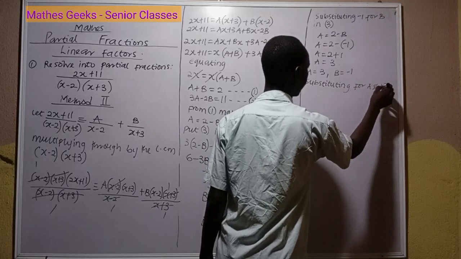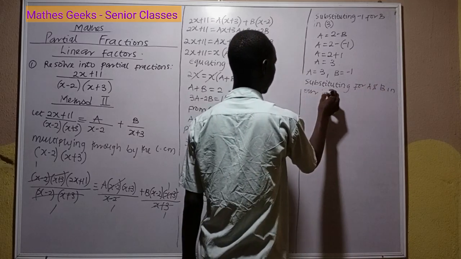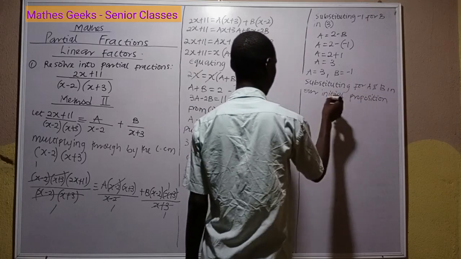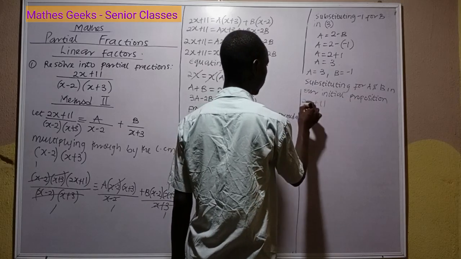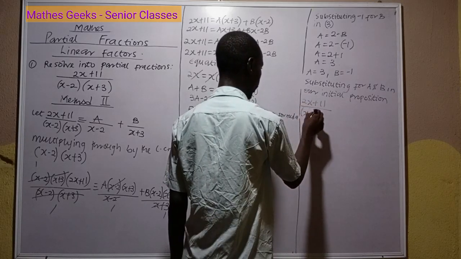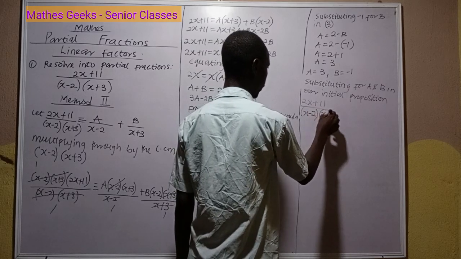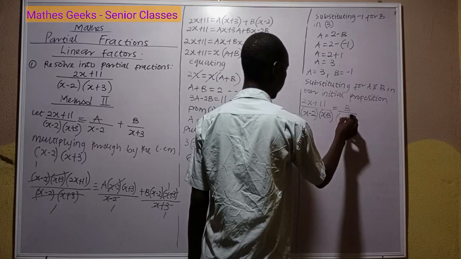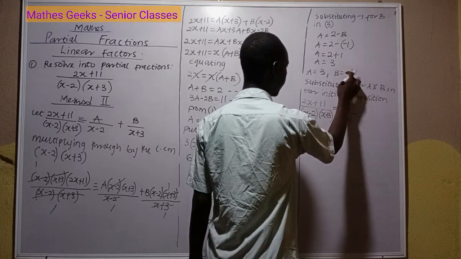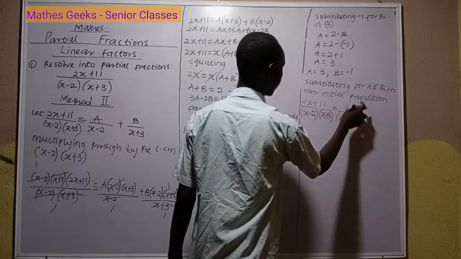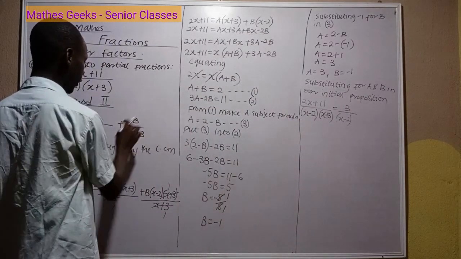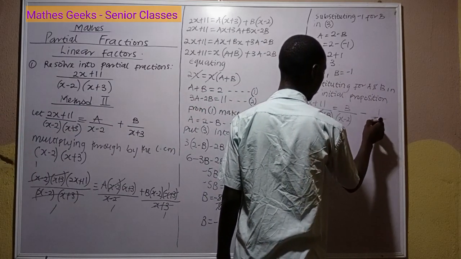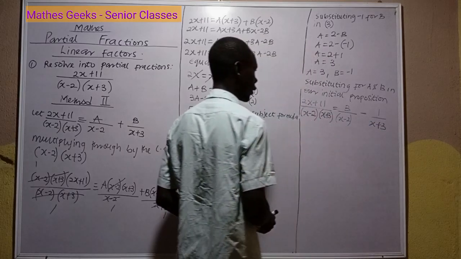Therefore, substituting for a and b in our initial proposition, 2x plus 11 over x minus 2 and x plus 3, this equals, for a we have 3 over x minus 2, and for b, minus times plus will give us minus, because the answer is minus 1. So that'll be minus 1 over x plus 3. So that's our answer.